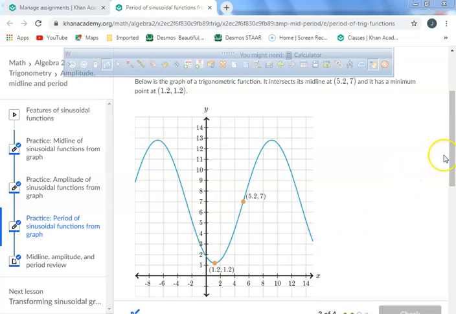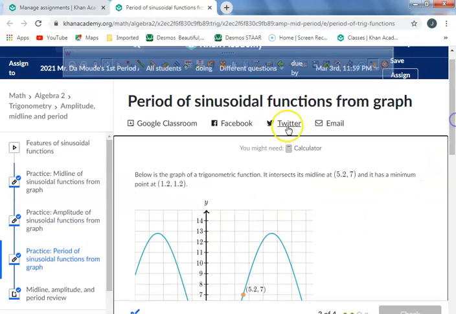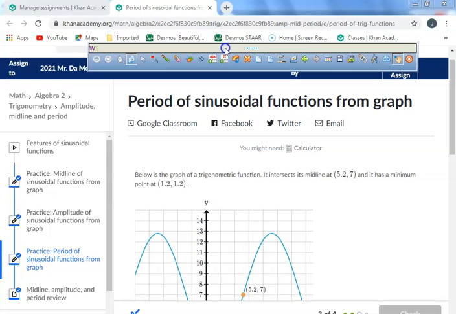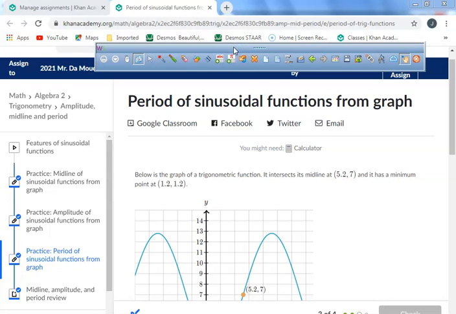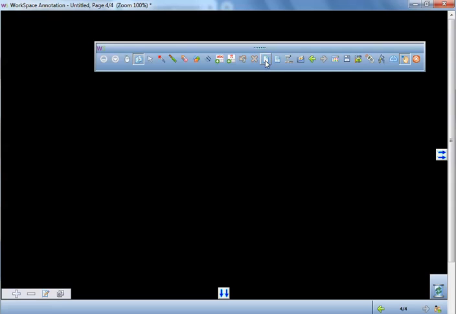All right, in this particular video, we're going to be talking about the period of sinusoidal functions just from looking at their graphs. When you're dealing with sinusoidal functions, let's focus on the two types of graphs that you might see. One graph is the sine of x graph that looks kind of like this. It goes up, it goes back down, and it finishes right here.